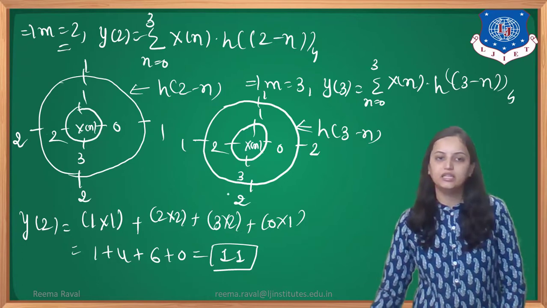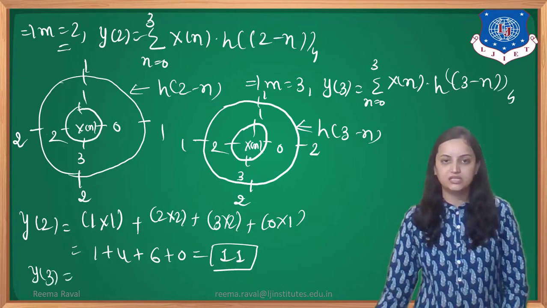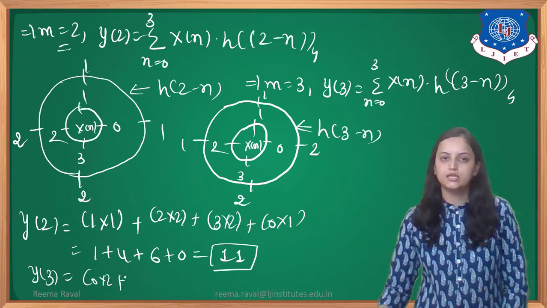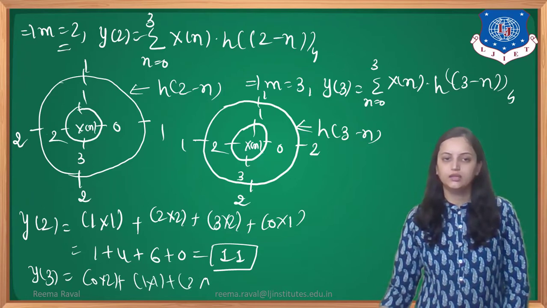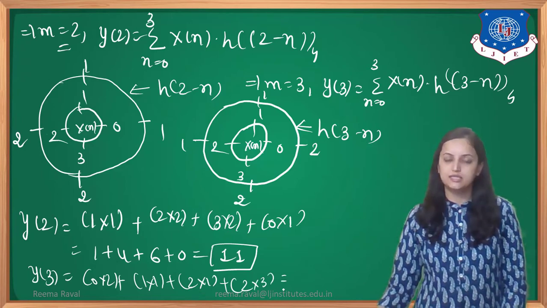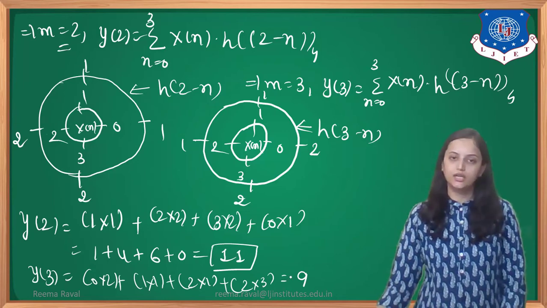In the same way we will find the value for y of 3. So y of 3 will be the respective elements' multiplication. Here it will be 0 into 2 plus 1 into 1 plus 2 into 1 plus 2 into 3. That will give the value 1 plus 2 plus 6, so this y of 3 value will become 9. So these are the values we have found for circular convolution.